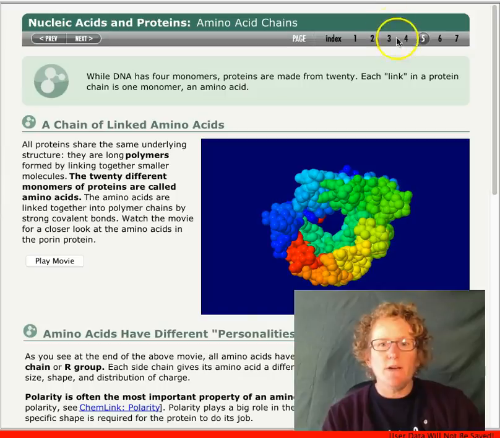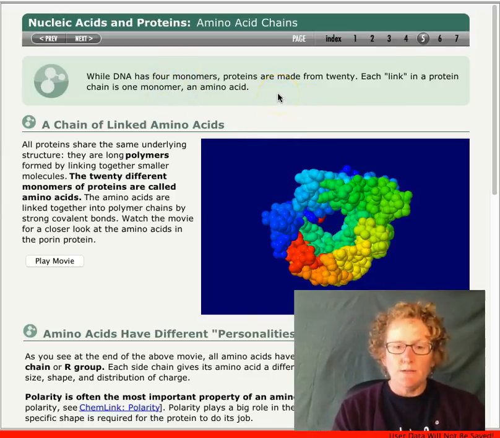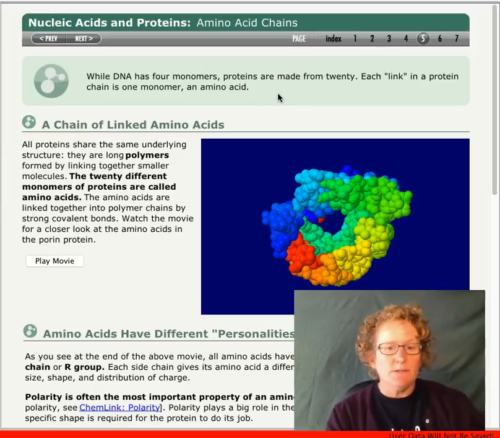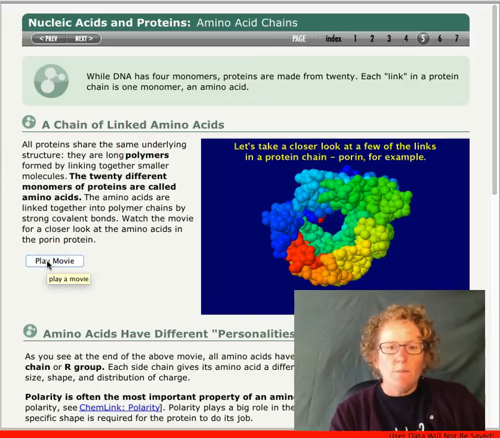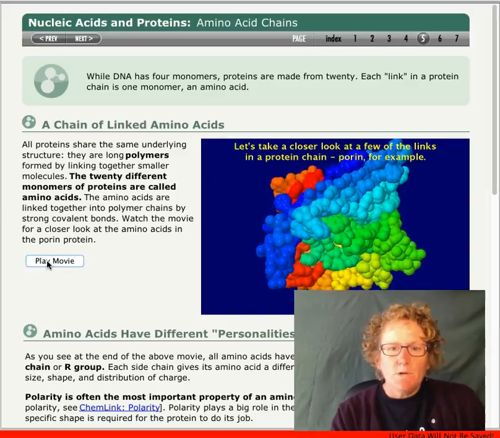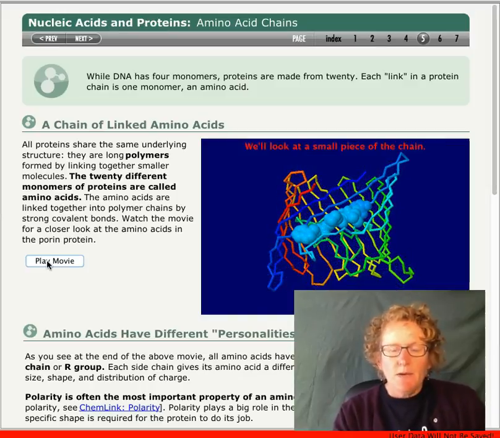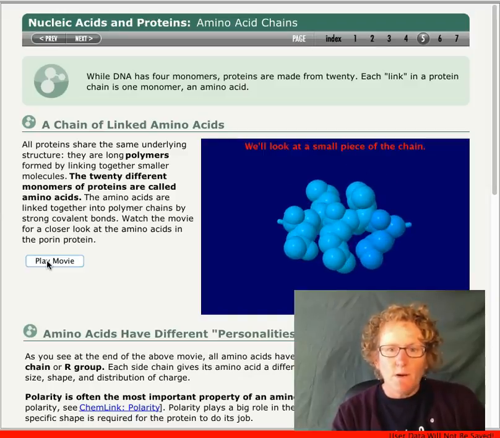So now we're on question 5 here, because we're on page 5. You can pause the video and read all about how DNA has 4 monomers, and proteins are made from 20 different amino acids. Not nucleotides, proteins are made from amino acids. Let's play this movie and find out more about the polymer chains that are called proteins. We're going to look at porin again. And they just make it rainbow color there so you can kind of follow the chain. We'll look at a small piece.